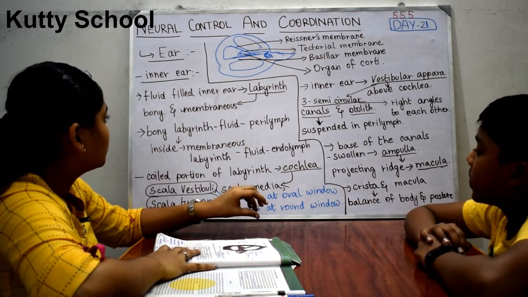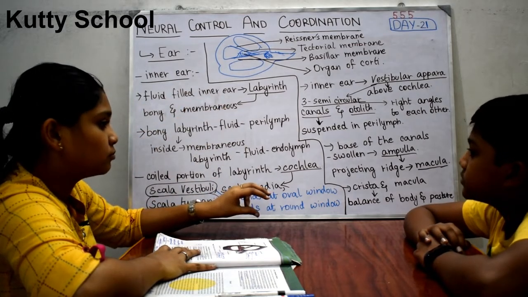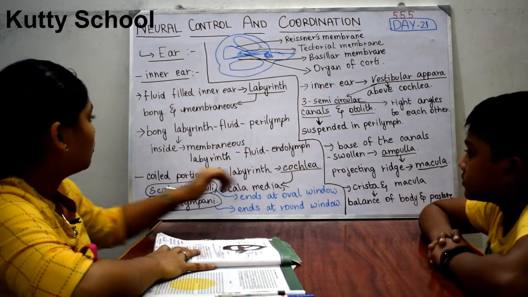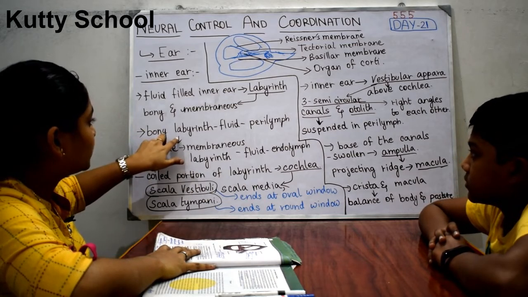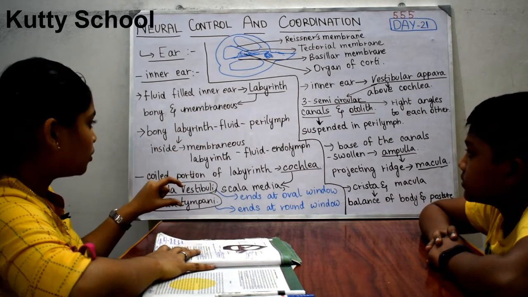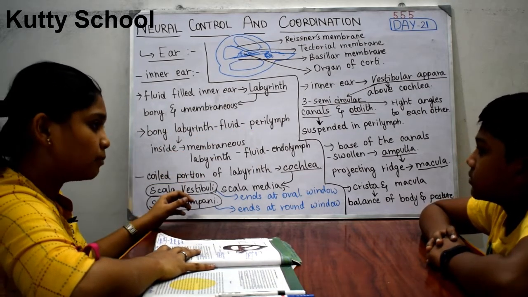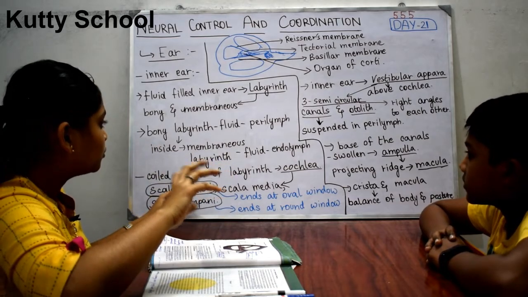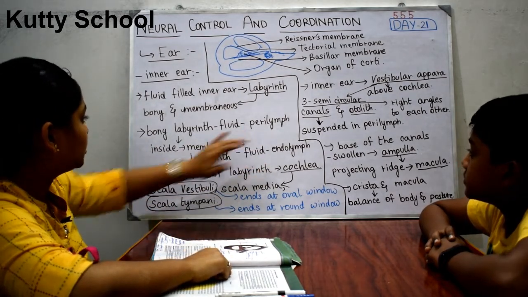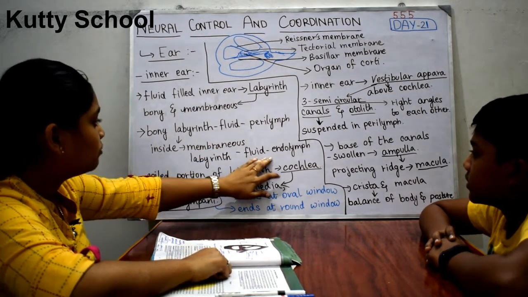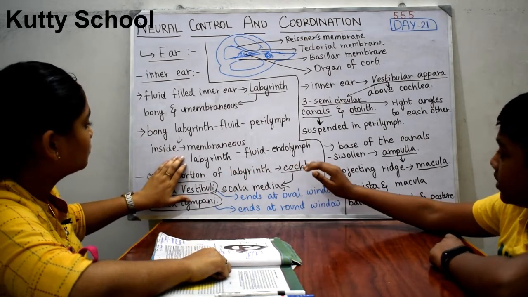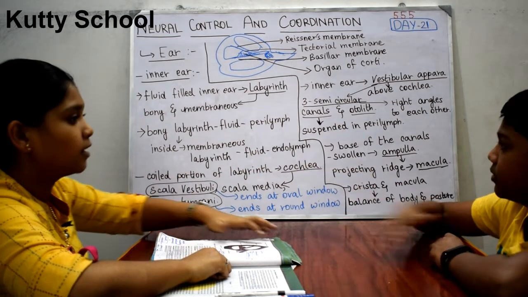This labyrinth is of 2 kinds, bony labyrinth and membranous labyrinth. The fluid filled inside the bony labyrinth is known as perilymph. Inside the bony labyrinth there is a membranous labyrinth present. That membranous labyrinth is filled with the fluid endolymph. So perilymph is for the bony labyrinth, endolymph is for the membranous labyrinth.